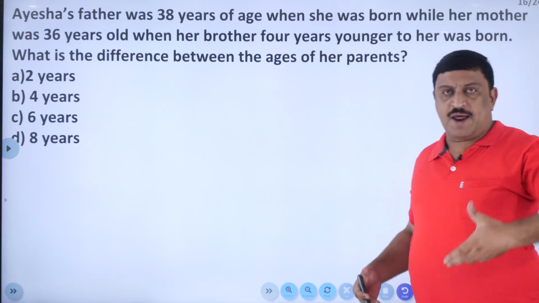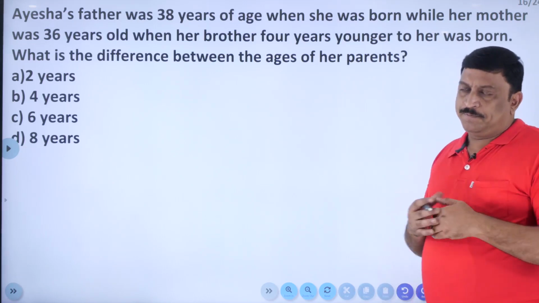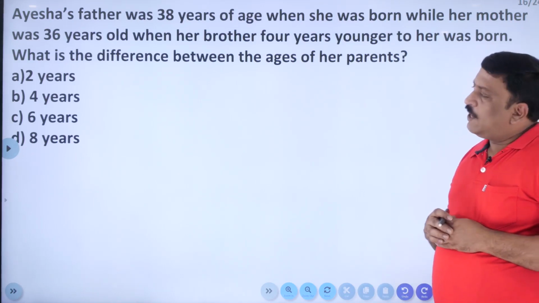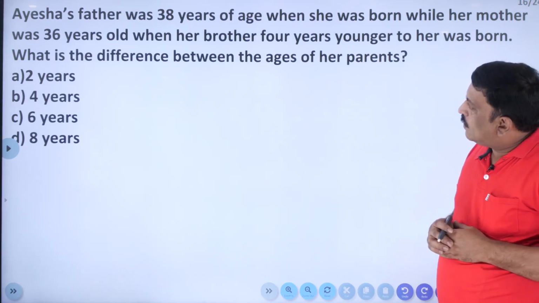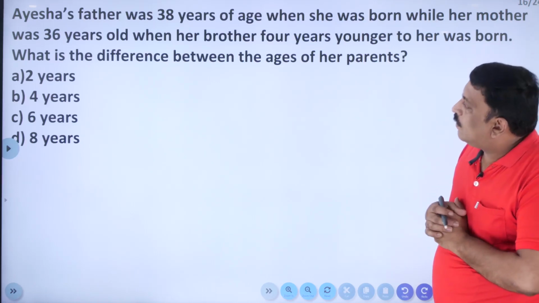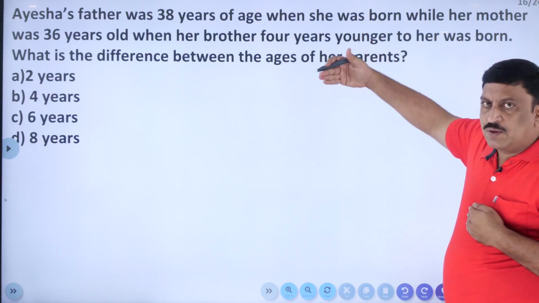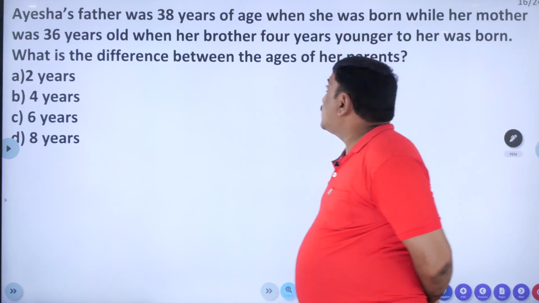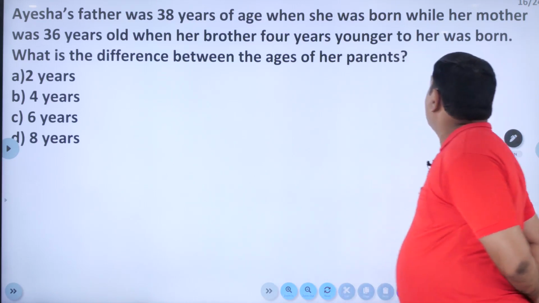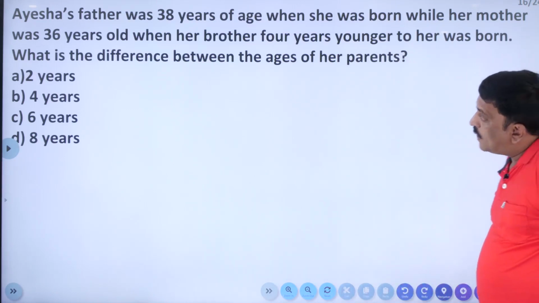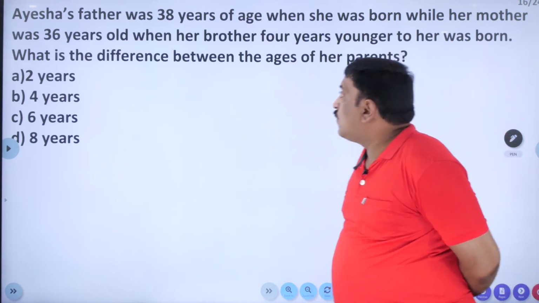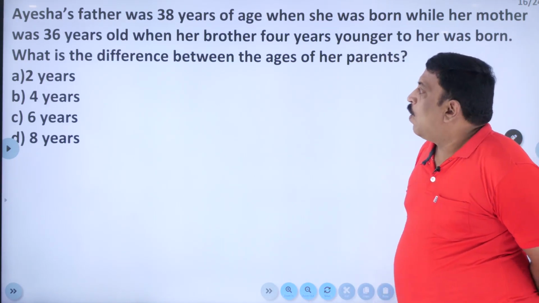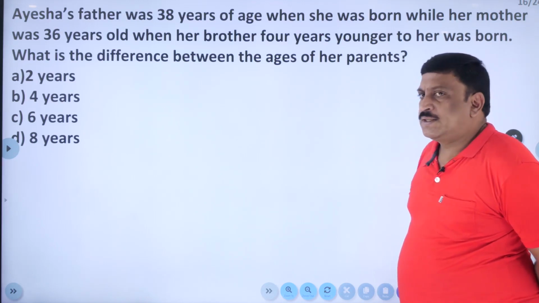It is not exactly tracking, it's a mental ability, but we can go with this one with the difference of the ages. Tracking models are over, this is a different one, okay. Ayesha's father was 38 years of age when she was born, while her mother was 36 years old when her brother, 4 years younger to her, was born. What is the difference between the ages of her parents?